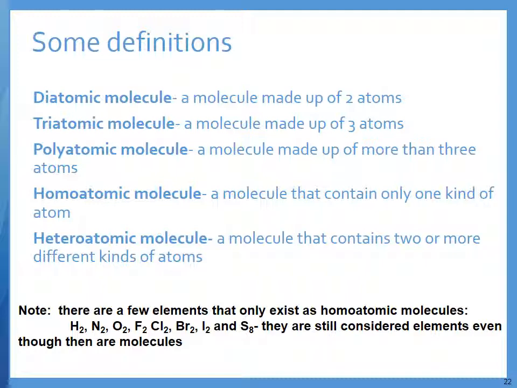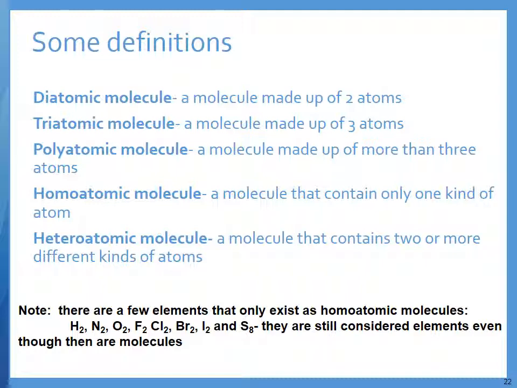Look on the bottom, you can see there are a few elements that actually only exist as homoatomic molecules. So hydrogen gas only exists as H2. You can't have a single H all by itself. It doesn't exist in nature. Same thing with nitrogen gas. The nitrogen gas in our air is N2. It's actually a diatomic, homoatomic molecule, both of those things. And then oxygen, also, the oxygen we breathe is O2, diatomic, homoatomic.